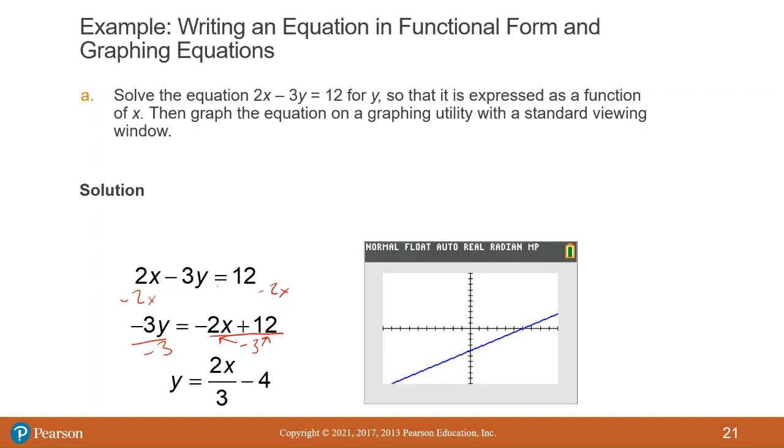Now that I have this equation, I can go on my graphing utility and graph it. And this is about what your graph should look like. Let's see if we can make our graph look like that. Okay, let's see if Mr. Shipes can type it in correctly this time.